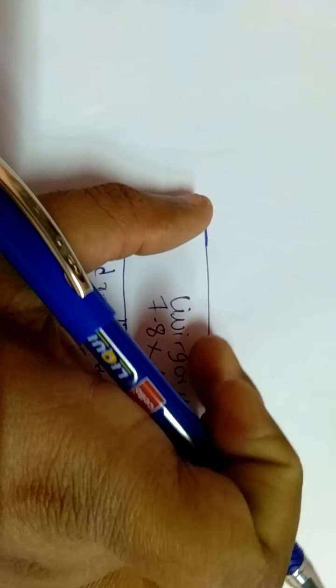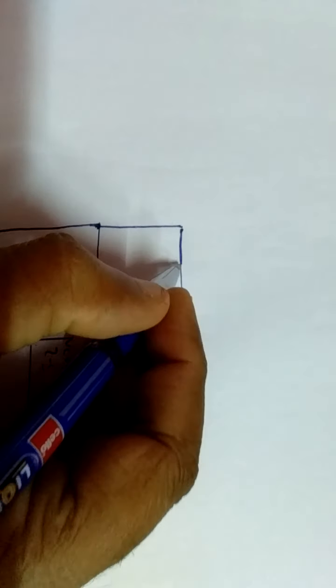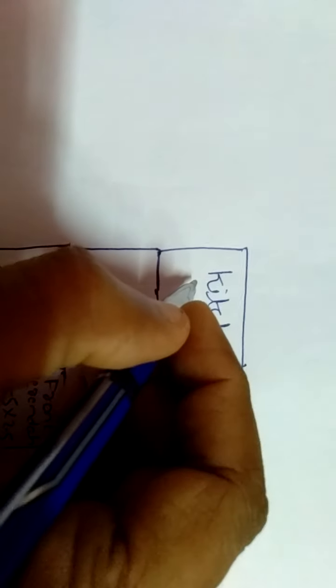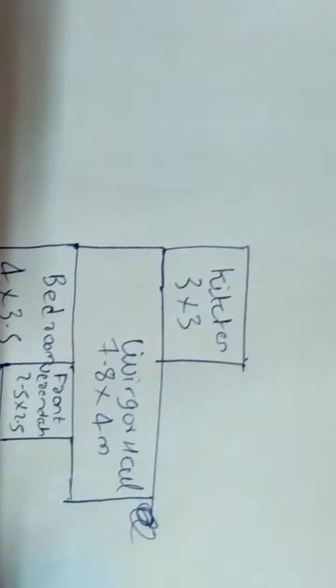Then we have to give the kitchen. That is given as 3 meter by 3 meter. From here, if this is 7.8, almost this will be half. So 3 meter somewhere like this. We'll take 3 meter and this is also 3 meter. So complete that. This will be the kitchen. This is at some corner. So the kitchen is 3 meter by 3 meter.